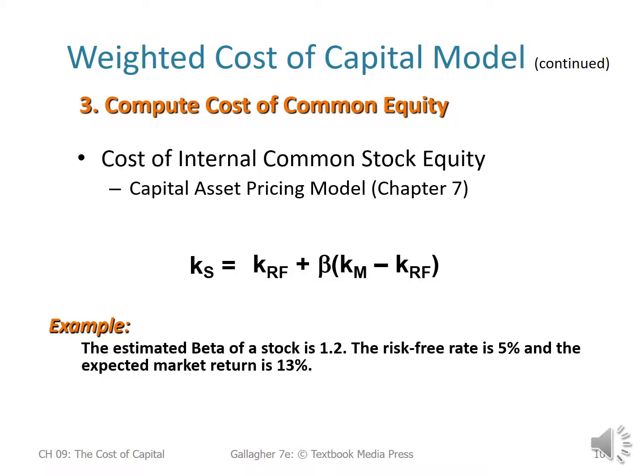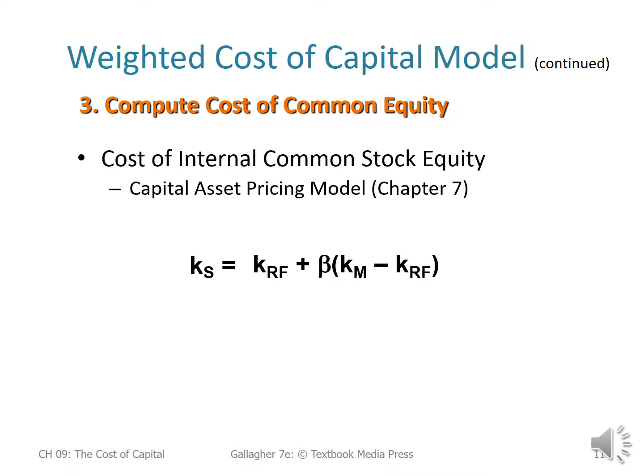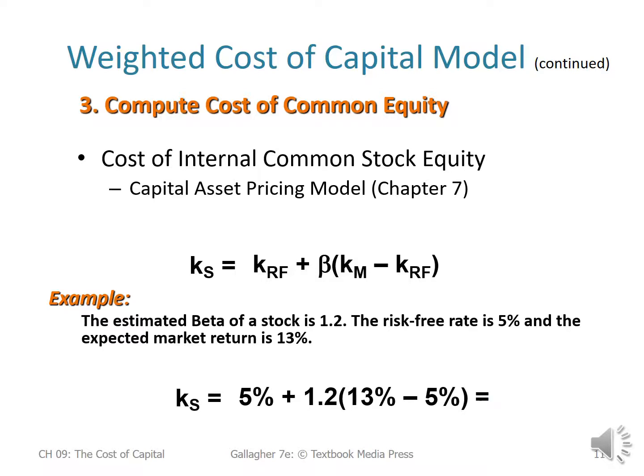We also use the capital asset pricing model to calculate the cost of internal common stock equity. If the estimated beta of a stock is 1.2, the risk-free rate is 5%, and the expected market return is 13%, we use the capital asset pricing model. The cost is 14.6%.